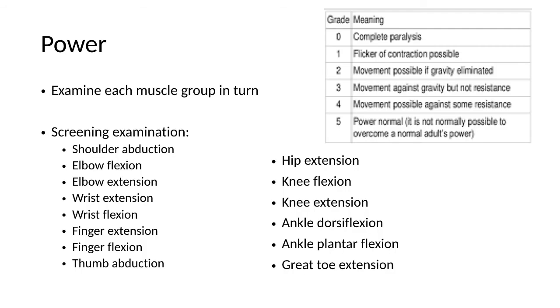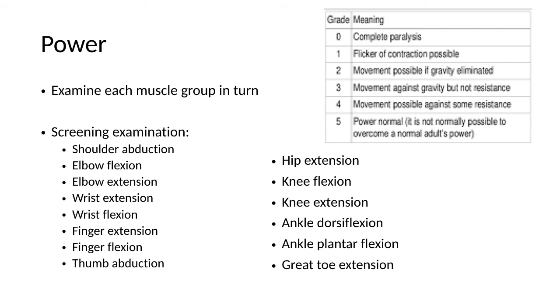And now power. Now this is difficult to memorise and really only learnt by doing, but here's a quick whistle-stop tour of what happens. You need to examine each muscle group in turn, and the screening of the upper limb is denoted here: shoulder abduction, elbow flexion and extension, wrist flexion and extension, finger flexion and extension, and thumb abduction. And the lower limb, there's a few less movements: hip extension and hip flexion, knee flexion and extension, ankle dorsiflexion, ankle plantar flexion, and great toe extension.